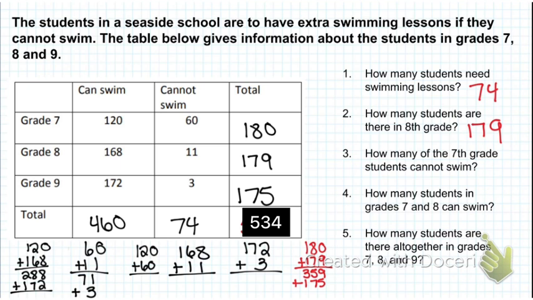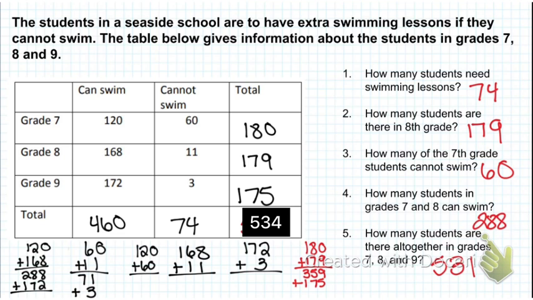All right, it says how many of the 7th grade students cannot swim. So I go to grade 7. We're looking for cannot swim. So there's going to be 60 that cannot swim. It says how many students in grade 7 and 8 can swim. So grade 7, grade 8, they said can swim. So we got 120 plus 168, and that gave me 288. And the last one, it says how many students are there altogether in grade 7, 8, and 9. So all grade levels across is going to be 531 students.